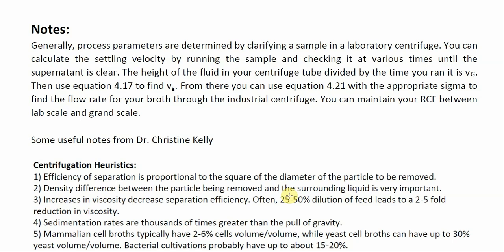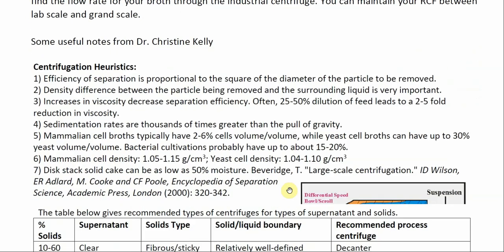Then you can use equation 417 to find the settling velocity under normal gravity, because you know what the RCF of your centrifuge was. From there, you can use equation 421 and the appropriate sigma. Those are the flow rate equations with the sigma, to find the flow rate for your broth through the industrial centrifuge. You can maintain your RCF between the lab scale and the grand scale industrial machines. So that's generally how you would go about finding the process parameters for your industrial centrifuges.